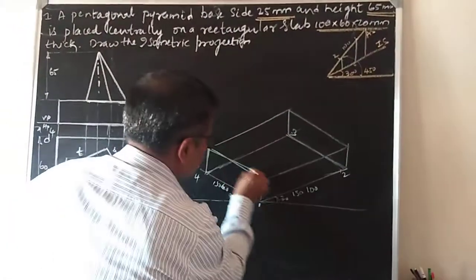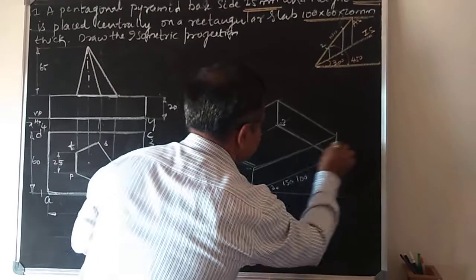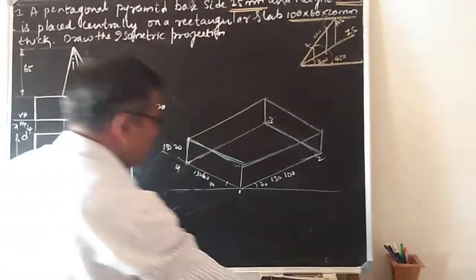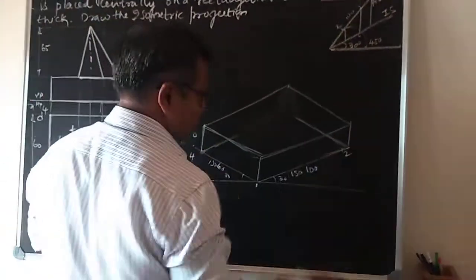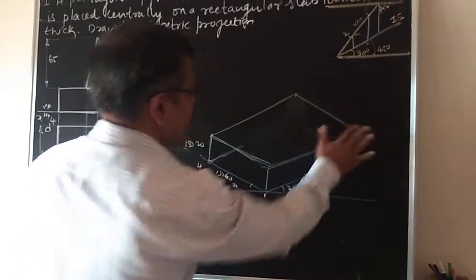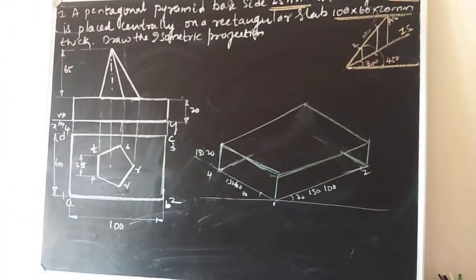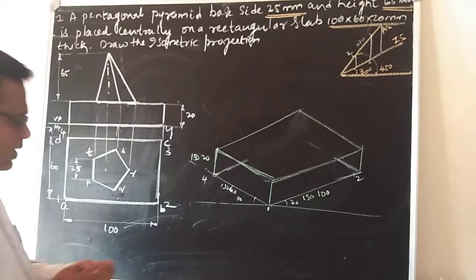See, my rectangular block of 100 by 60 by 20 is completed. Now what you have to do? You just erase this. Now you can clearly see that your rectangular block has been drawn isometrically.